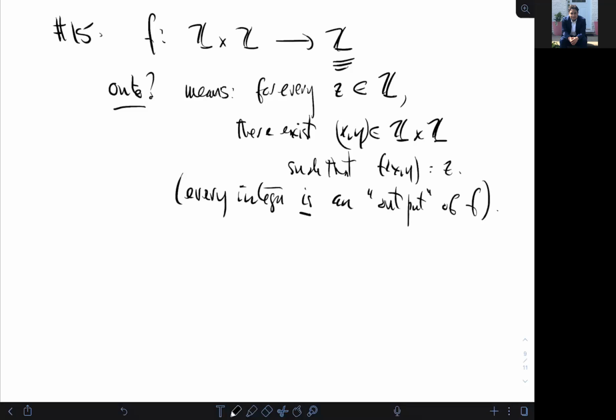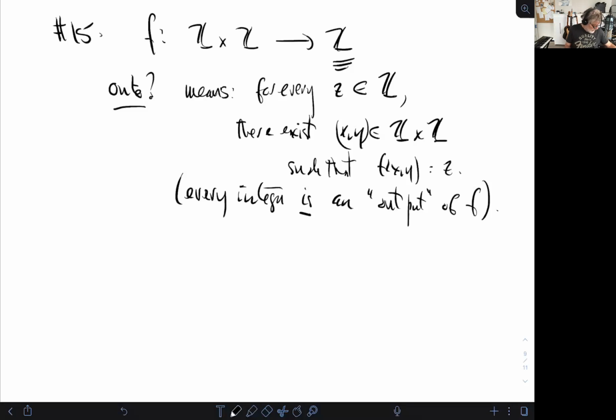Isn't that true because you can always do any integer times 1? Yeah, it depends on the function though. In number 15, you have 5 different functions. The times here is the product of sets, right? So this is a function which takes as input a pair of integers and outputs an integer, but we don't know what it does yet. But for the product, you're absolutely right.